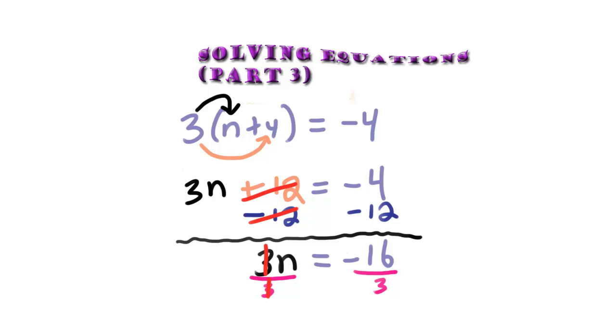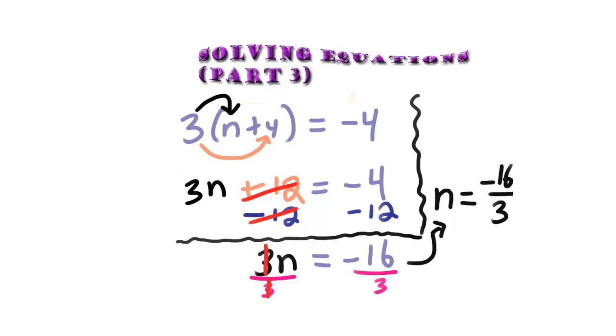So our answer, let's make a little space here, continue over here. So we have n on the left hand side, that looks good, and we have -16 over 3. We'll leave it as an improper fraction, no big deal, and we'll circle it so we know. So that's our answer here, -16 over 3.